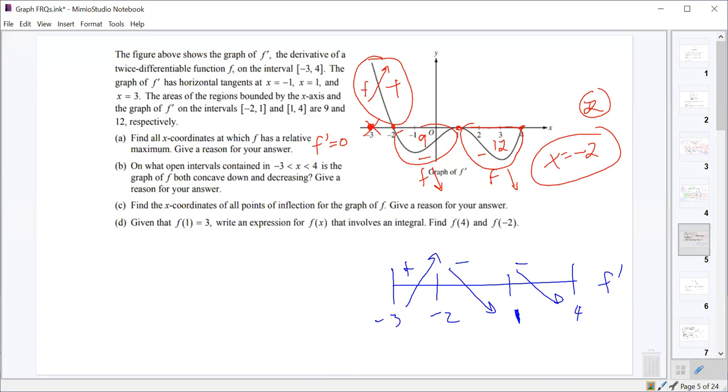What was the point breakdown? It was just 2 points for -2 with a reason. So your reason could be a sign chart, or a written explanation that the only place where f prime goes from positive to negative is at -2, or anything like that.